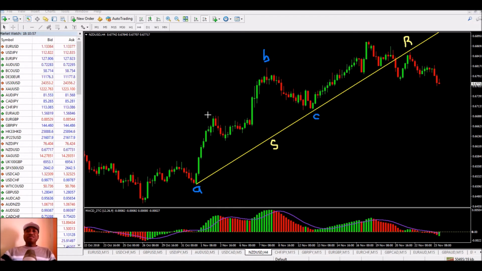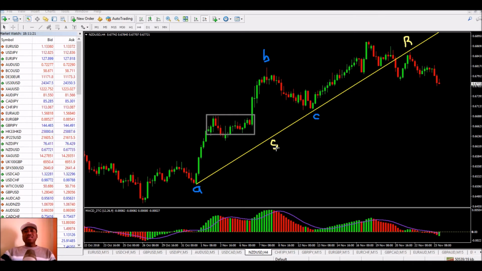We can see that this zone here is a small wave, and the small wave just ranged a little bit before it pushed to the upside. So we consider point A to point B our impulse, and point B to point C our market correction. So we have this trend line here, an uptrend line, as a support trend line.